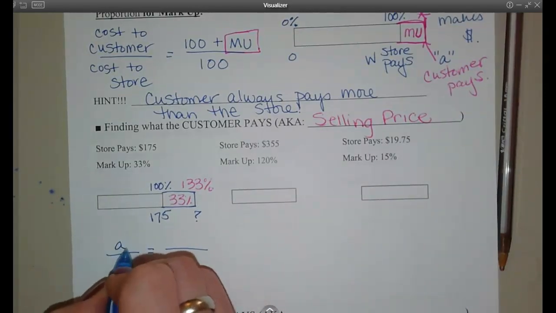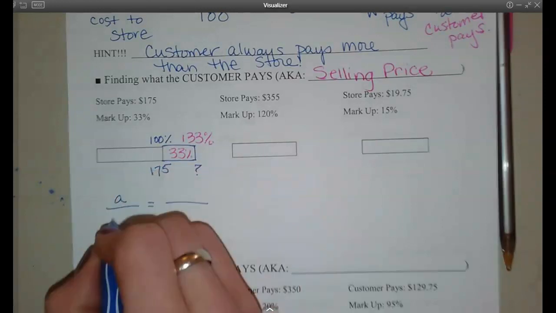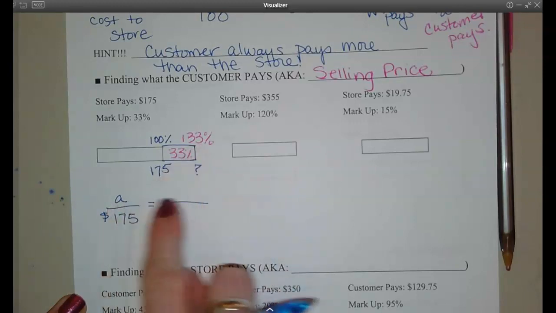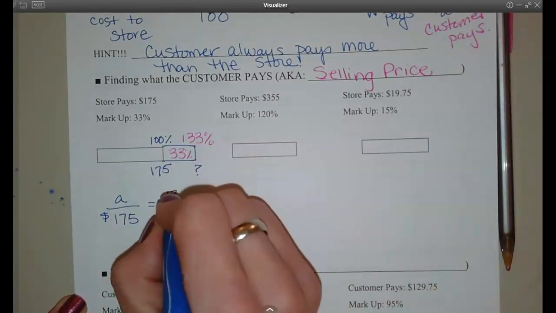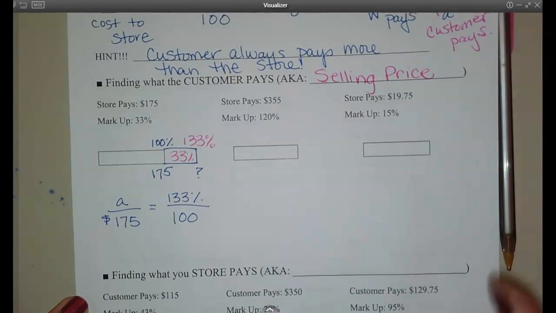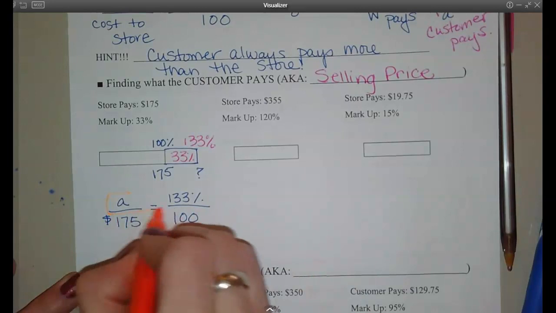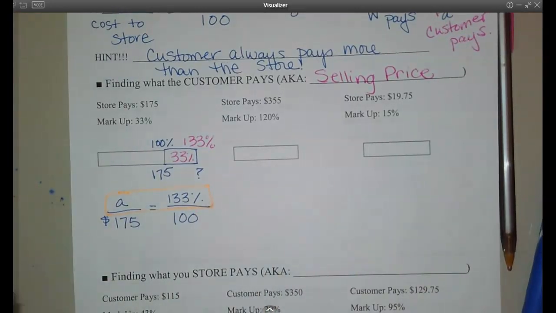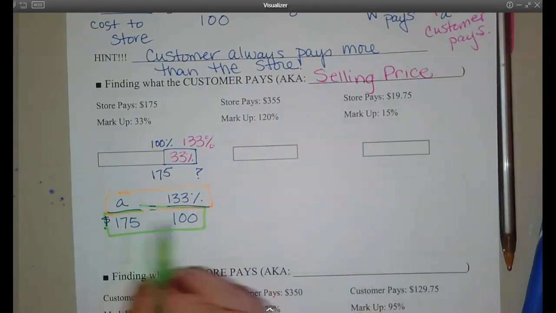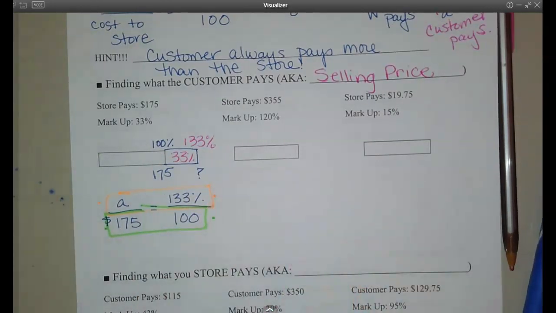Customer always goes on top. That's what I'm trying to find. That's considered the part. The store is considered the W. That's $175. Okay, and then I use this percent of what the customer is actually paying. The customer is paying 133% compared to what the store paid, over 100. Okay, so another way to think about this and kind of color code it, everything on top here is the customer, and everything on the bottom is the store. So we consider what the store pays as 100%, and then what the customer pays is more than 100%.